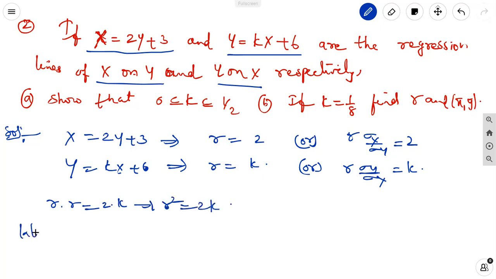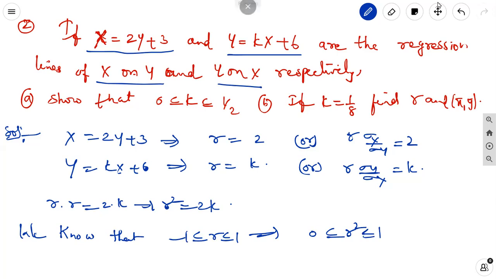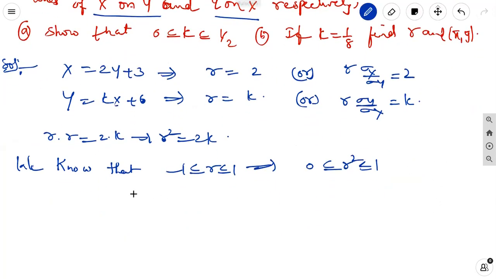We know that the regression coefficient lies between −1 ≤ r ≤ 1. From this, 0 ≤ r² ≤ 1. So 0 ≤ 2k ≤ 1, hence 0 ≤ k ≤ 1/2. The first case is shown.